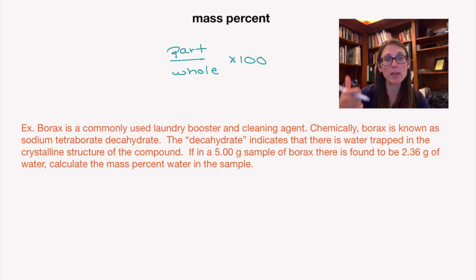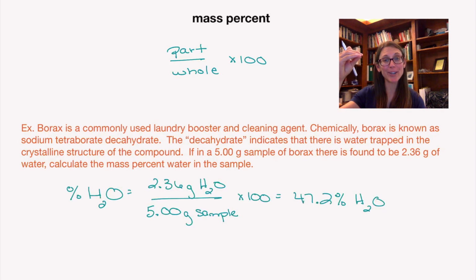All I need to know is how many grams of water do I have, the part that I'm interested in, and how many grams do I have of the entire sample. Well, the last sentence here tells us that in 5 grams of borax, there'd be 2.36 grams of water. So I can find the mass percent of water. And so again, by taking the part, that's what we're interested in, dividing it by the whole sample, multiplying by 100, I can find my mass percent. In this case, 47.2% water, but it could be done for an element or for any other part of a larger sample.